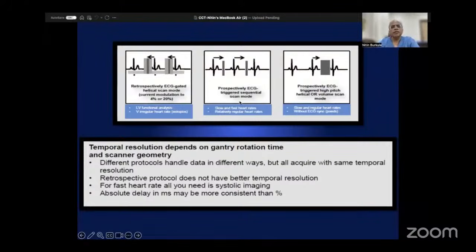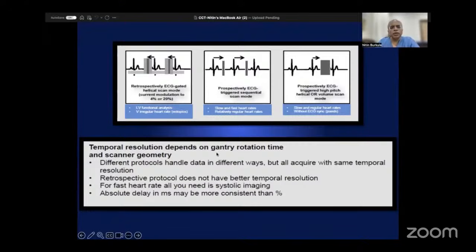Then we have the step and shoot, or the axial sequential scanning, where you activate the X-rays exactly at a particular phase, that is 70% of the RR interval. Once you have taken one volume data set, you move the table and take the second volume data set, move the table, take the third volume data set. And then you have a prospective ECG triggered high pitch helical or volume scan. I think we'll discuss that in detail.